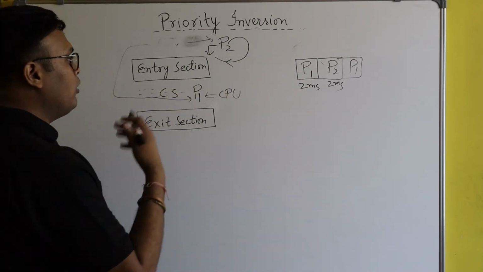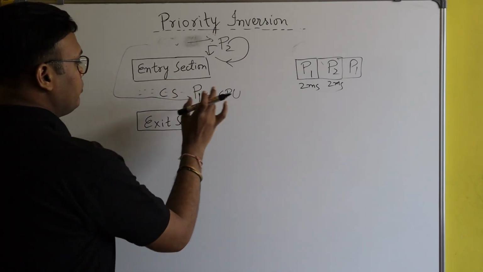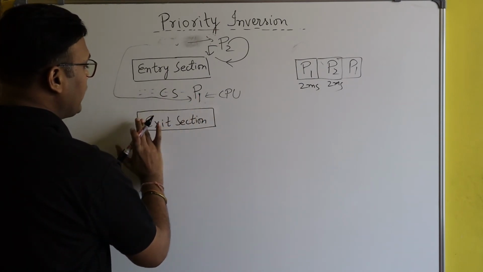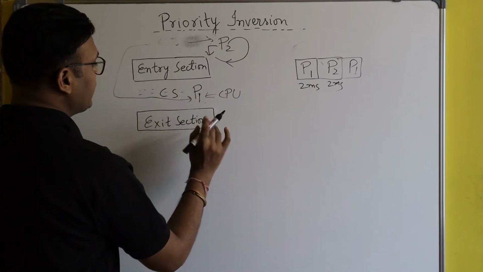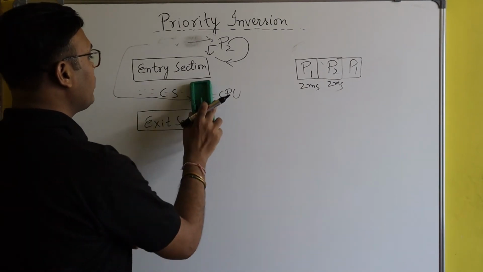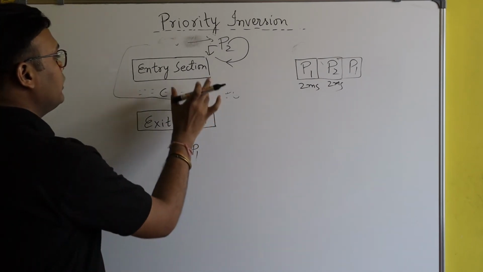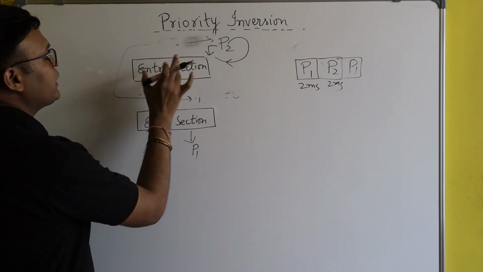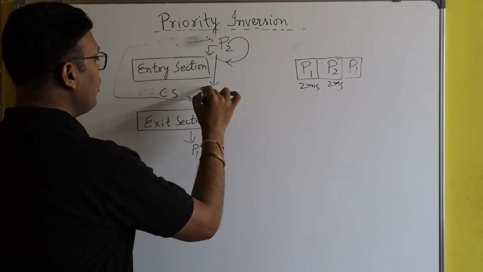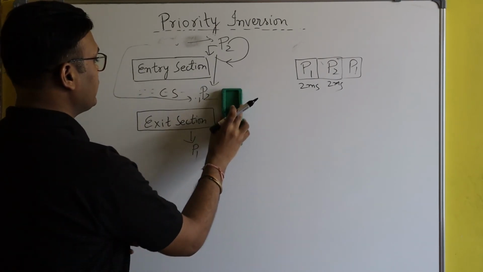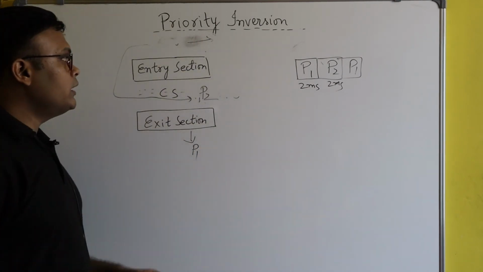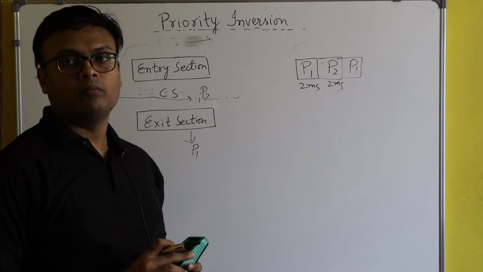And ultimately what will happen? Since the CPU is now with P1, P1 can execute its exit section and come out from the critical section. And when P1 comes out from the critical section, the while loop written inside the entry section will be broken, and this will lead to the entry of P2 inside the critical section. Okay, you got it? So this is all about the priority inversion problem.